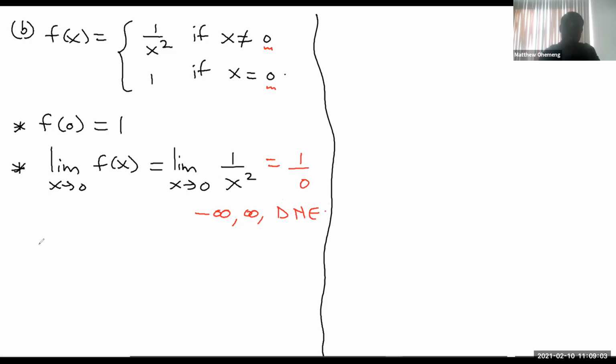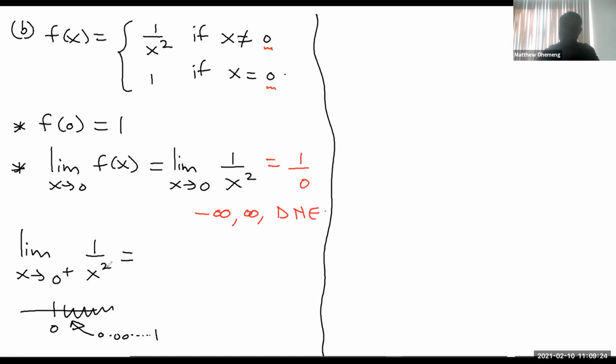Since it's general, we will take it one-sided. So let's do from the right of 0. From the right, which kind of numbers are to the right of 0? We are looking at something like 0.001, and 1 over 0.001 squared, where 0.001 squared will still give you something like 0.000001. So that is yielding what? Infinity. Please, are you okay with that? Do you see that?